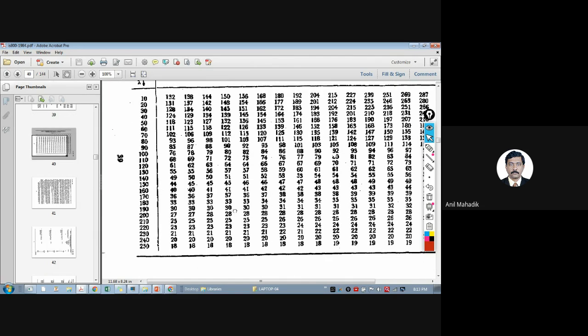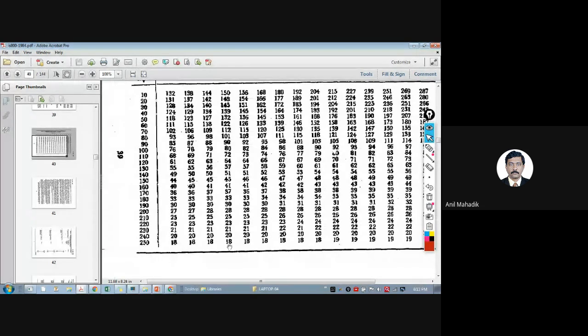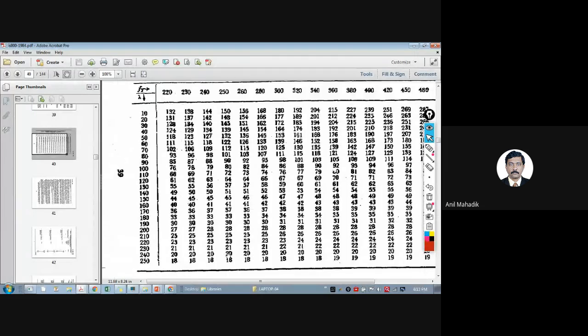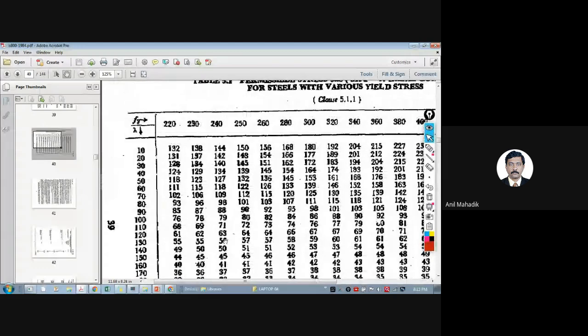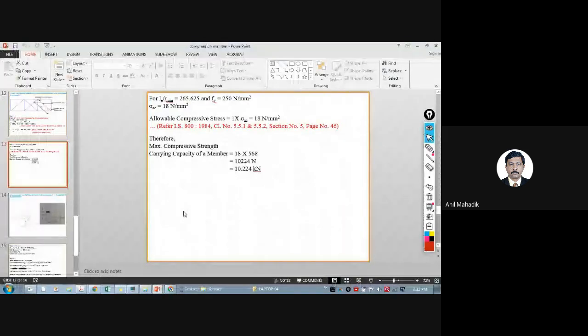So our lambda value is 265. So we will take 18 value, right? Here. If your lambda value is let's say 120, then you will take 64 as the permissible stress sigma AC. Getting? समझ में? Once you get the permissible stress, multiply that with the area of the cross section, you get the capacity. So does the procedure clear to all of you?